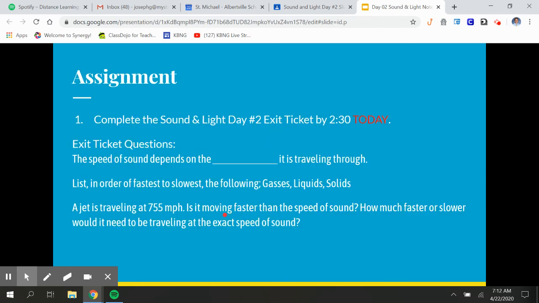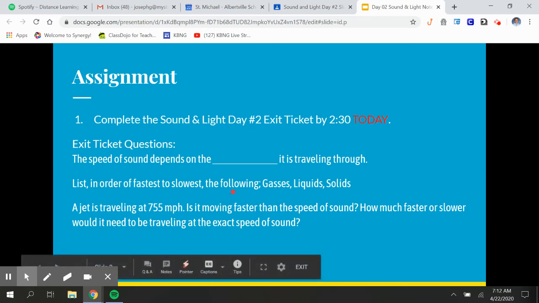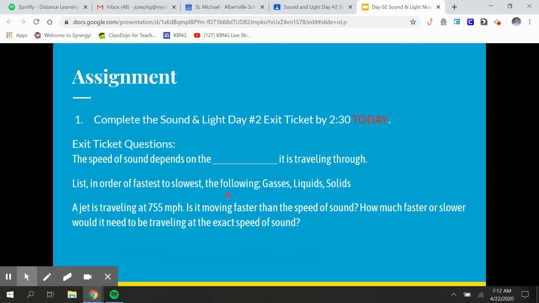So your assignment today: the speed of sound depends on blank. It depends on what it's traveling through. List those two things. List in order from fastest to slowest the following: gases, liquid, solids, for how fast sound travels. And then finally, a jet is traveling at 755 miles an hour. Is it moving faster than the speed of sound? Yes or no? And then how much faster or slower would it need to be traveling to hit the exact speed?